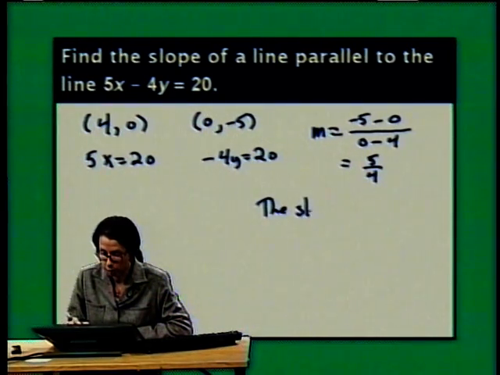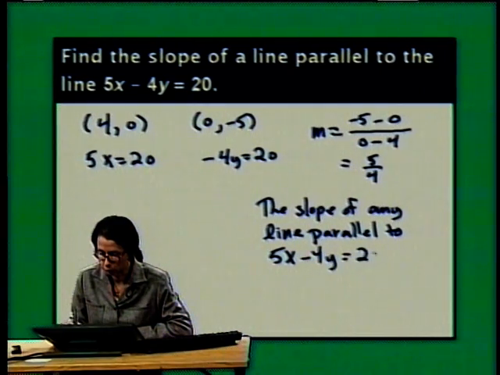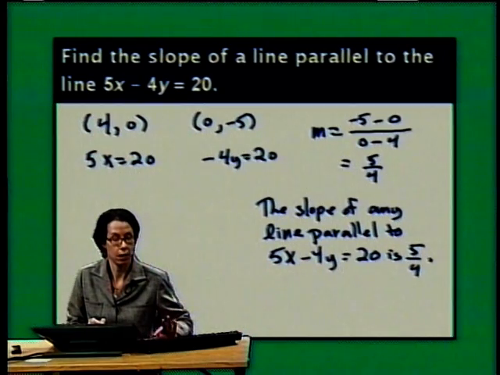So the slope of any line parallel to the line 5x minus 4y equals 20 is 5/4.